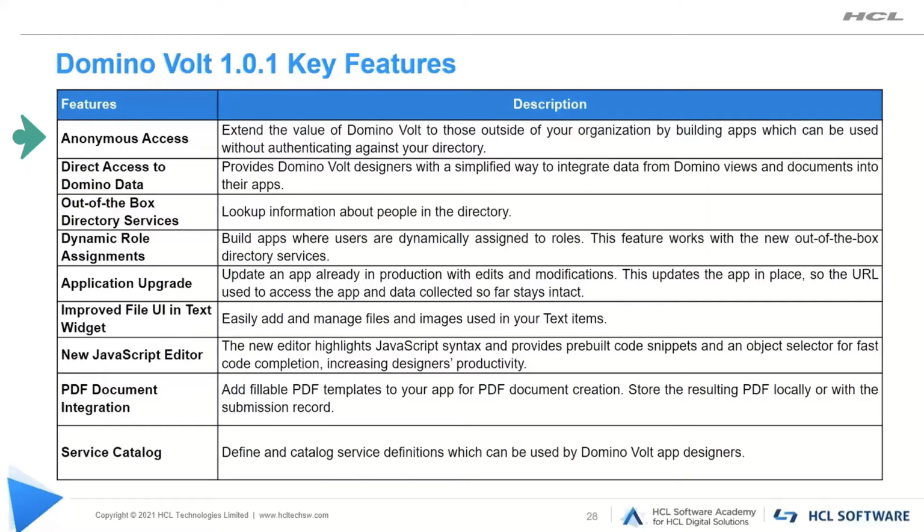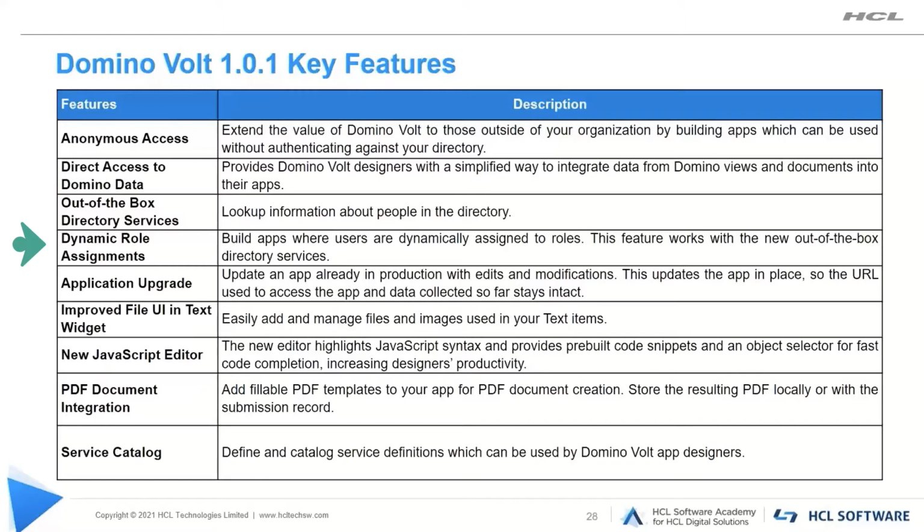Anonymous access. With this feature, you can extend your Volt app to external users outside your organization without the need of authentication. Direct access to Domino data. This feature will provide you with a simplified way to integrate the data from Domino views and documents into your Volt apps. Out-of-the-box directory services. Using this feature, you can look up the information about the users from the Domino directory.